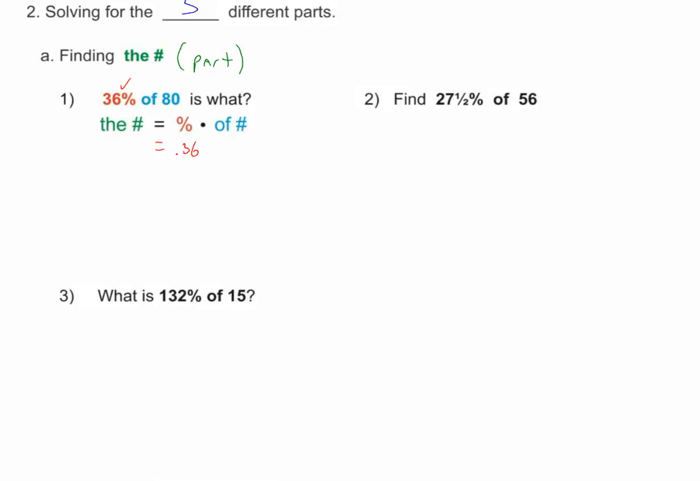All right, 0.36. Now we have the 80, and we have to decide: is 80 the number or is 80 the of number? Of number. How do you know it's the of number? Because it says of 80. A lot of percents say of. So the of number is pretty obvious. The of number is 80. And in actuality, the number is what we're looking for, right? N.